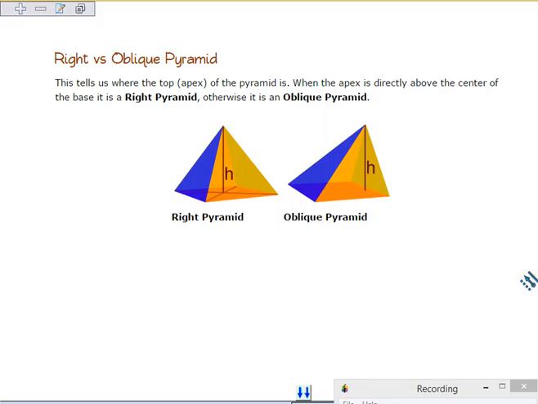Our polyhedrons can be right or oblique. Right means that it stands up at a 90-degree angle. Oblique means that it has a slant to it. This tells us where the top of the apex is for a pyramid. When the apex is directly above the center of the base, it is a right pyramid. Otherwise, it's called an oblique pyramid. Cones and prisms could also be oblique.